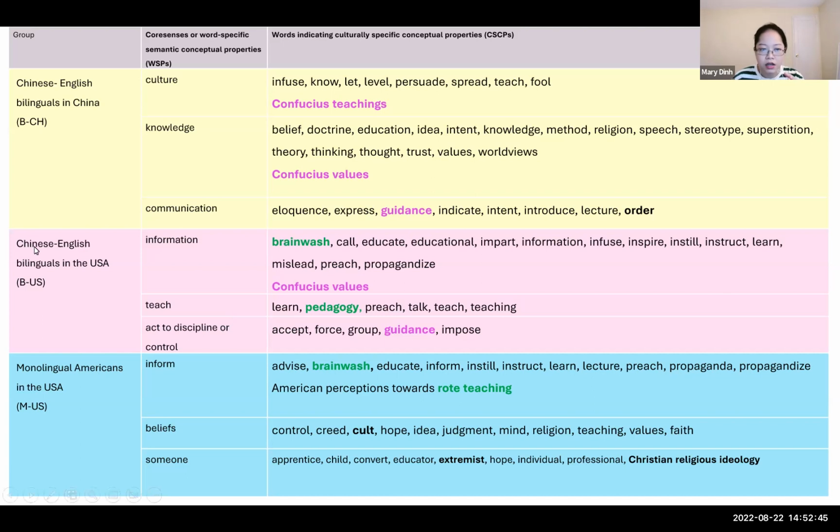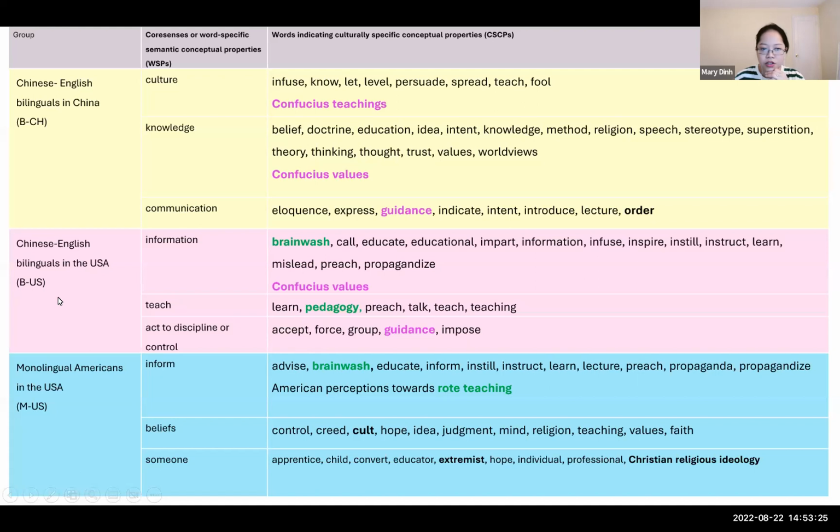And you can see the bilingual in the United States also have experienced the same. I see the green stuff. So the bilingual in the USA actually have the green stuff, and also the pink stuff from both groups. But the Chinese bilingual in China still demonstrate almost the same semantic properties, but their culture specific is really Chinese, affected by Chinese culture, and the American monolingual affected by American culture.